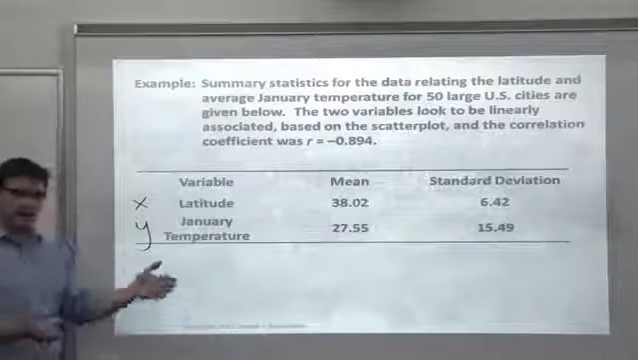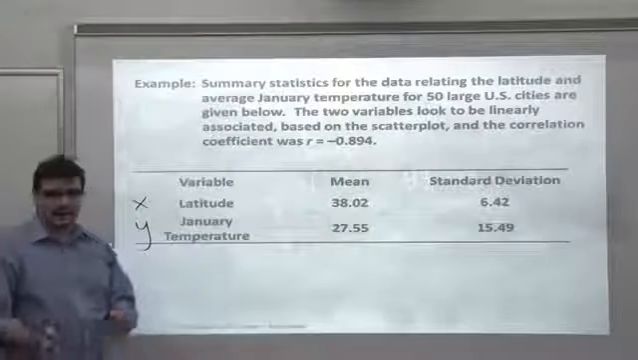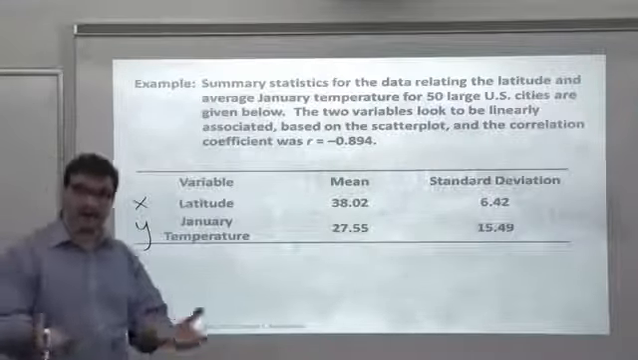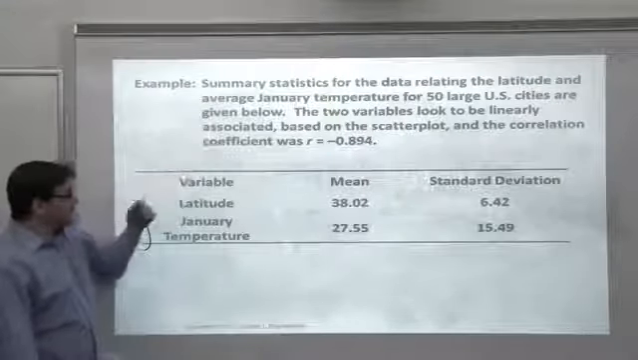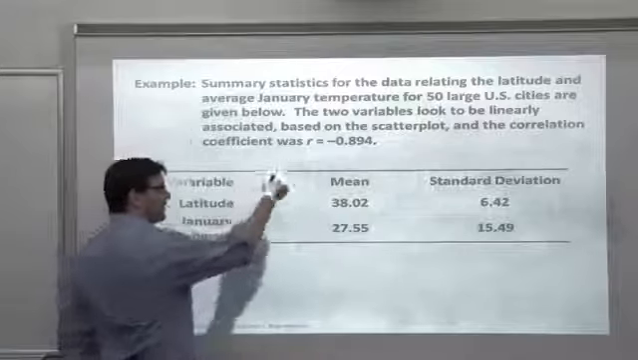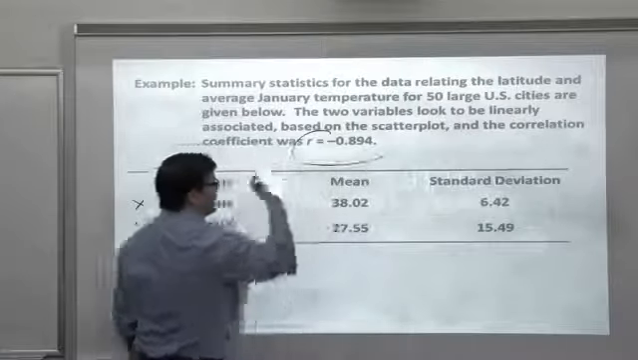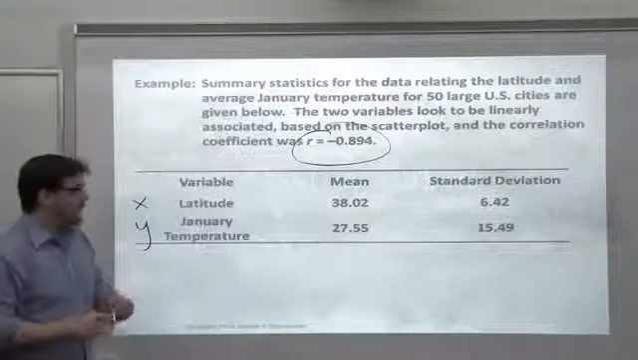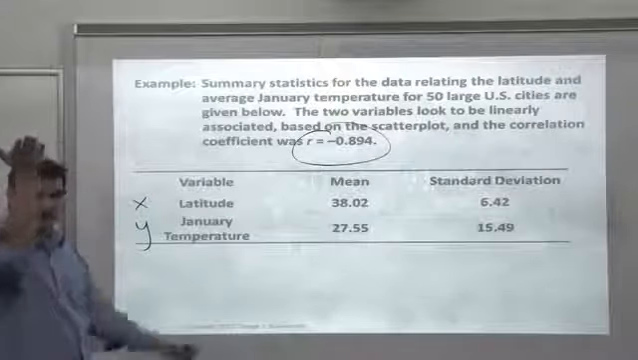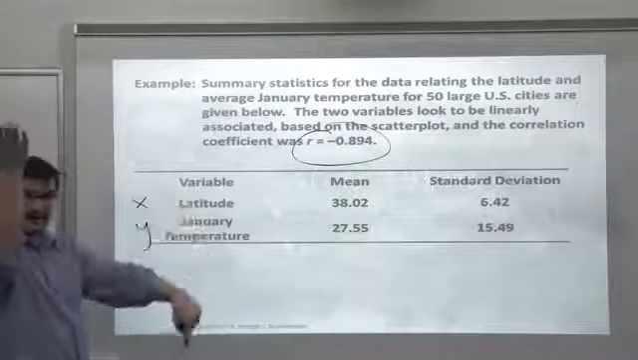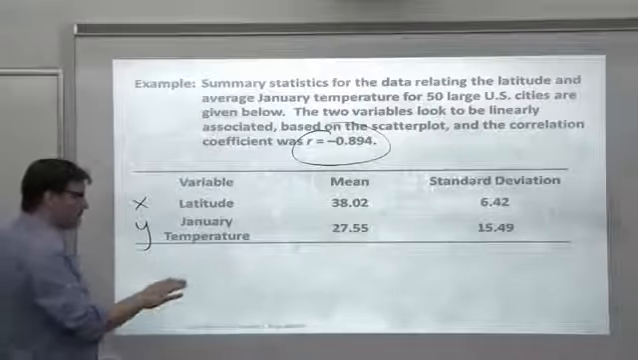Now in this problem we're just given summary statistics. We don't get to have our hands on the data or to see a graph. But at least we're told it looks linear. Based on the scatter plot, the correlation is pretty strong. We've got an R equals negative 0.894. The negative makes sense. The further you move north, temperature tends to decrease. There's a negative relationship between X and Y.